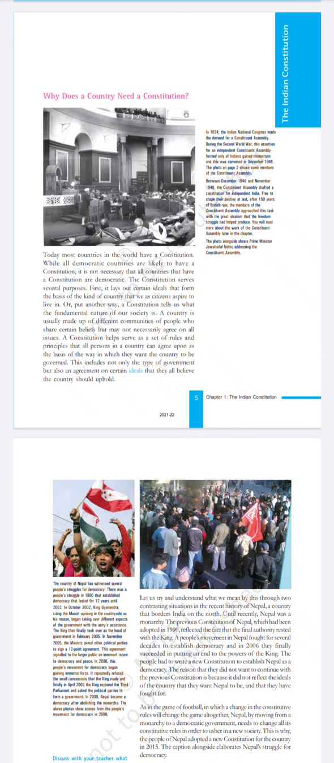A country is usually made up of different communities of people who share certain beliefs but may not necessarily agree on all issues. A constitution helps serve as a set of rules and principles that all persons in a country can agree upon as the basis of the way in which they want the country to be governed. This includes not only the type of government but also an agreement on certain ideals that they all believe the country should uphold.